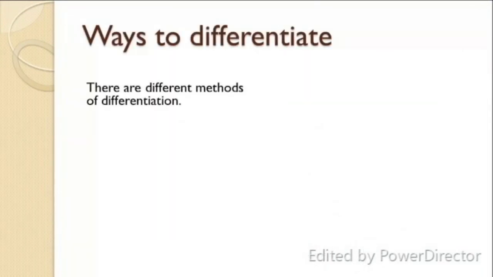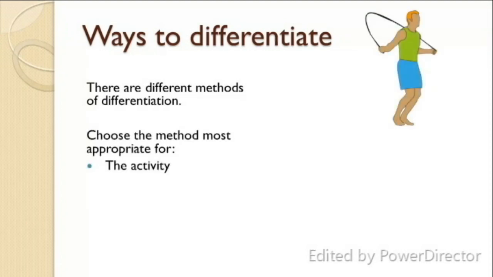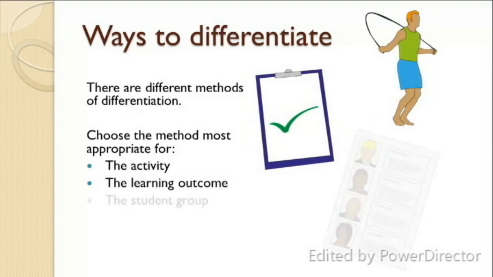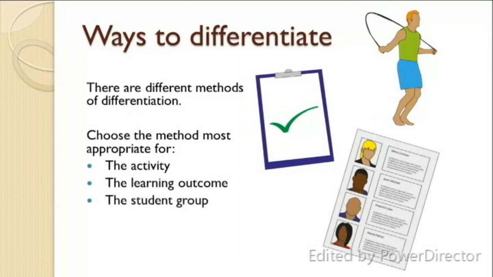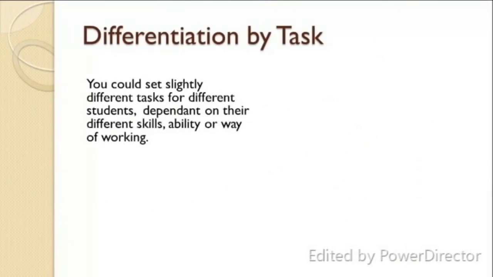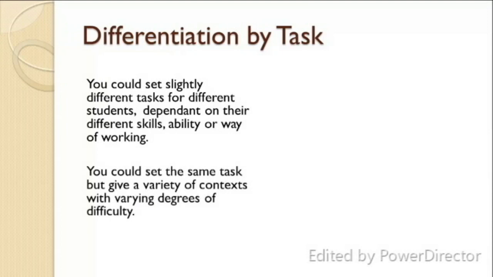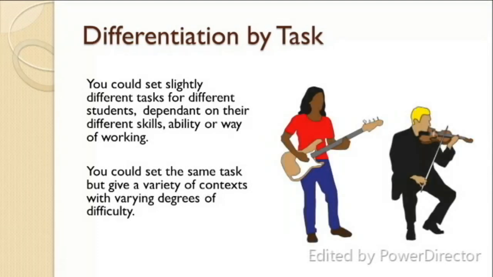Ways to differentiate. There are different methods of differentiation. Choose the method most appropriate for the activity, for the learning outcome, for the student group. It is very significant, differentiation by task. You could set slightly different tasks for different students dependent on their different skills, abilities, or ways of working. You could set the same task but give a variety of contexts with varying degrees of difficulty. As the difficulty level increases, the children may enjoy according to their own abilities.